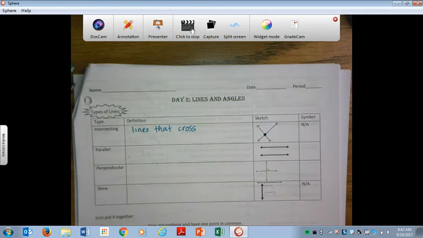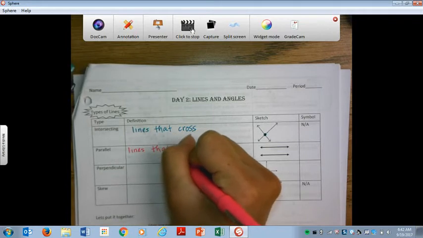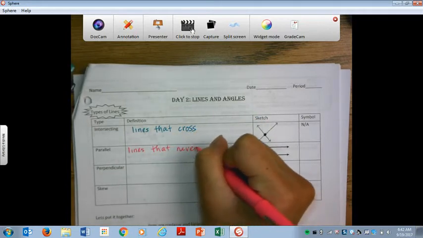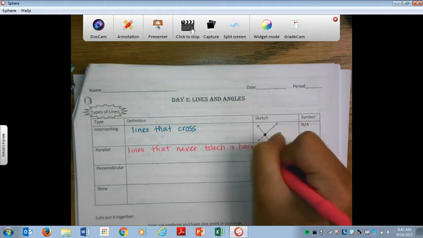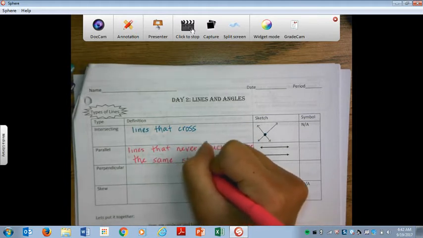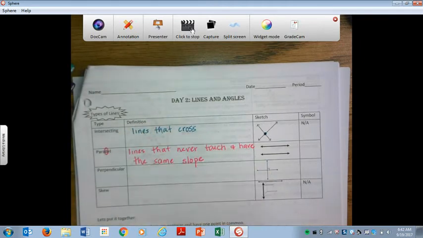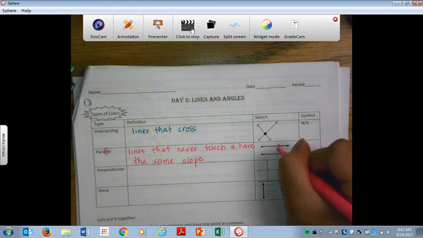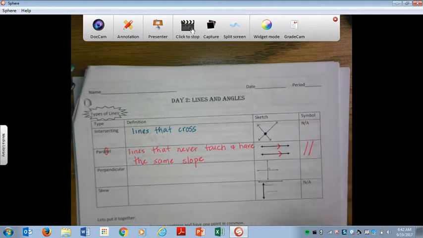Parallel. Parallel are lines that never touch and have the same slope. When you look at the word parallel, you see these train tracks, these two L's that remind you of what parallel lines look like, and to mark parallel lines, you make the arrows, okay, indicating that they are parallel. The symbol for parallel is the slanted 11.